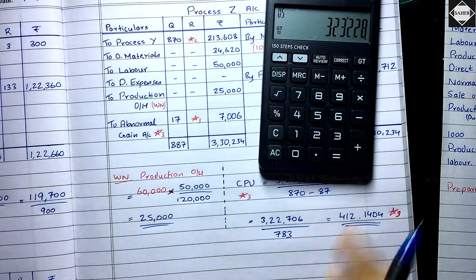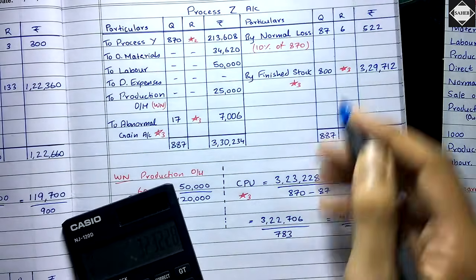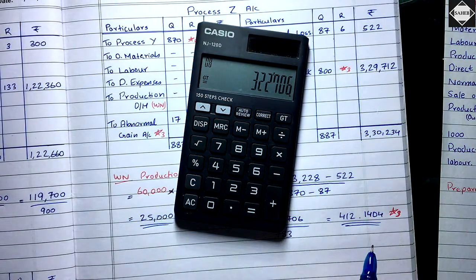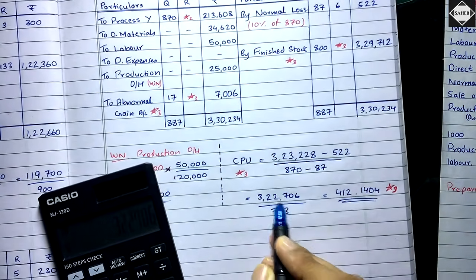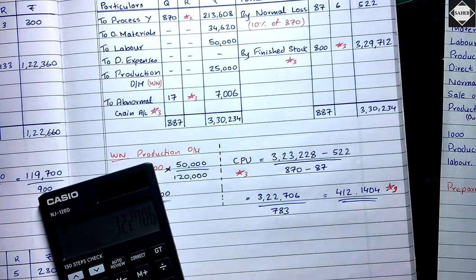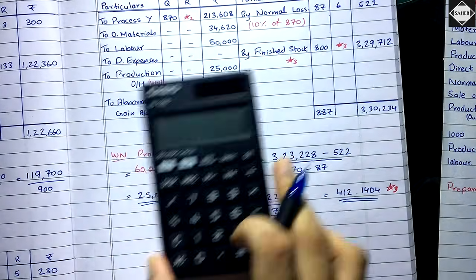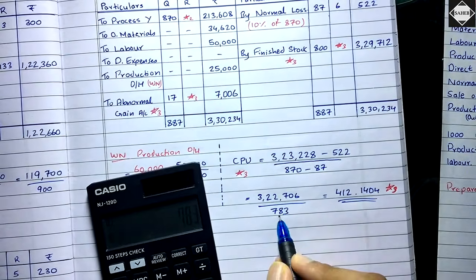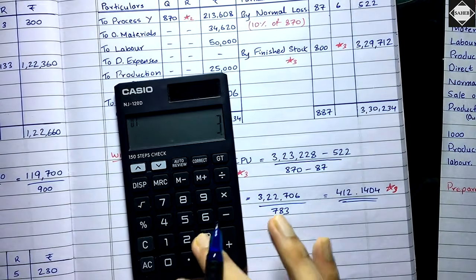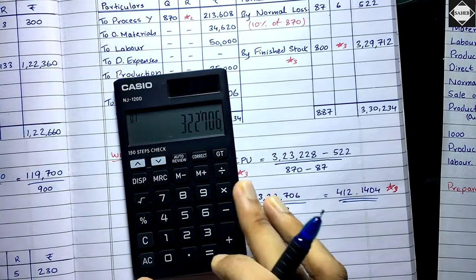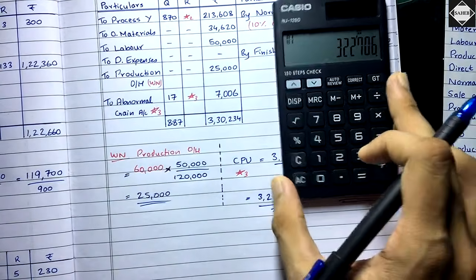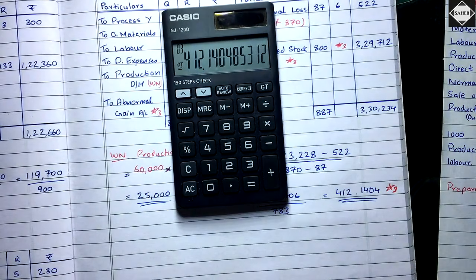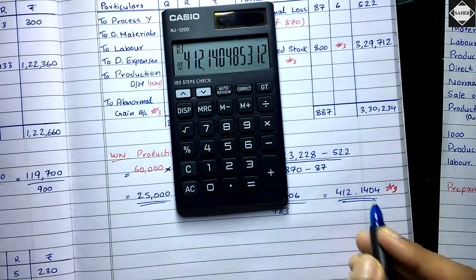Fine. So this is the total debit in process account minus the normal loss scrap value 522. So minus 522, that's equal to 3,22,706. Divide by what? See here, 870 minus 87, that's equal to 783. So let's divide those two together. 3,22,706 divided by 783 is equal to 412.1404.